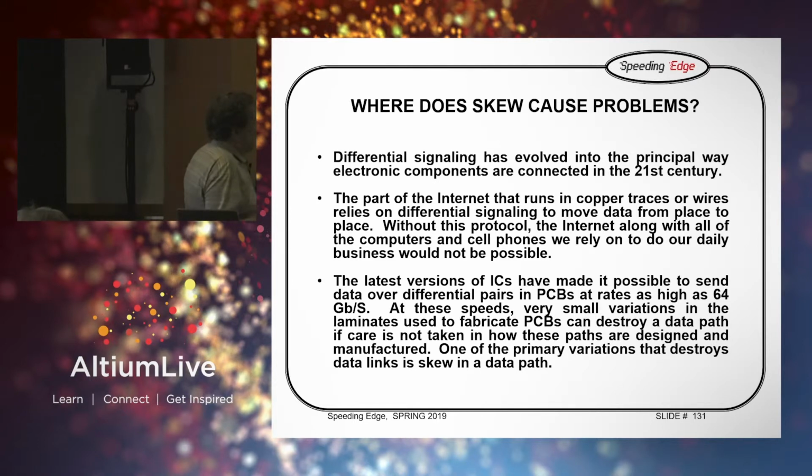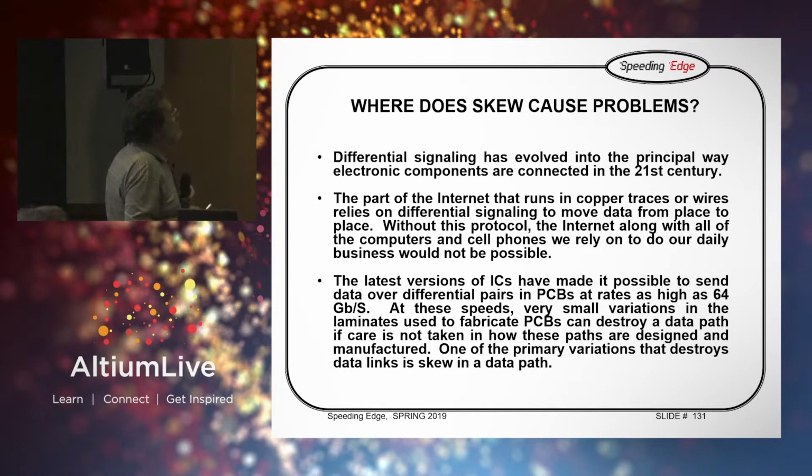Small variations of laminate at those speeds can turn out to have big side effects that are negative. And skew is the big one. We earlier saw that we can tolerate huge amounts of loss now, so that has dropped down in the list of things to worry about. The two at the top now are skew and crosstalk.